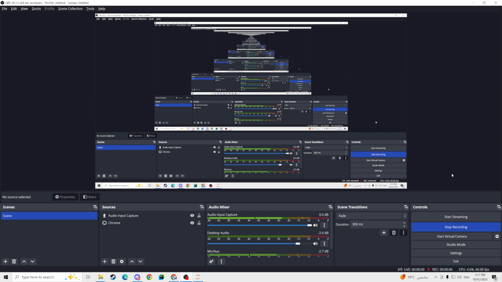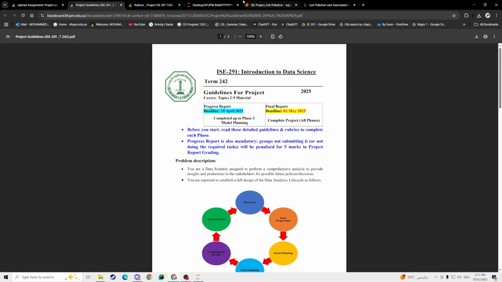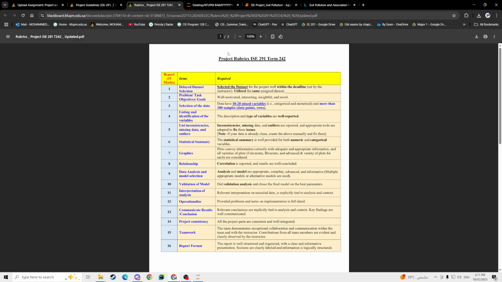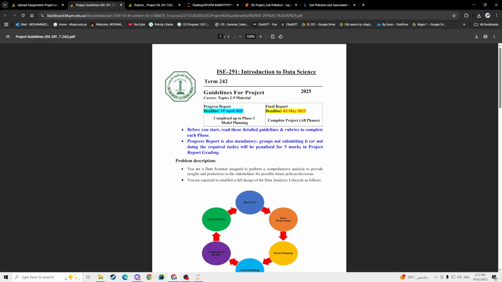My name is Mohammed Bukhamseen, and today I will be presenting my data science project that was made in accordance with the ISE291 guidelines for a data science project. Hopefully this project will fulfill all of the rubric's conditions and requirements, as well as the guidelines, to satisfactory ends.